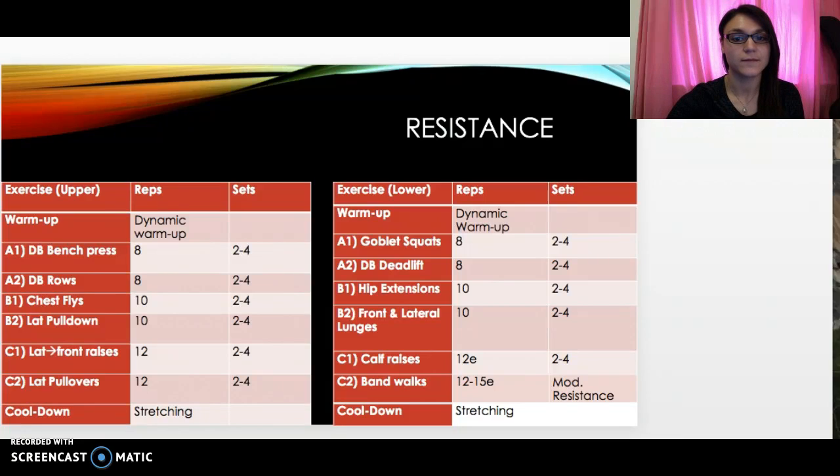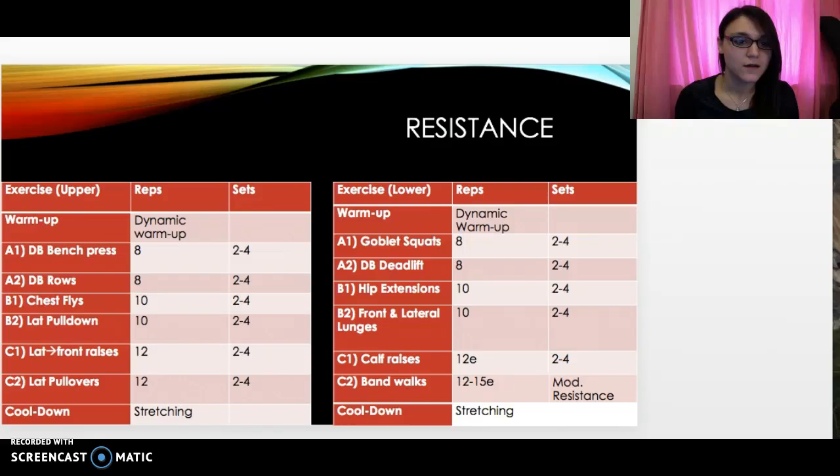For her program design, starting out with resistance training, she can increase sets and resistance as she progresses through the program. To start out, I want her to begin with a warm-up consisting of bodyweight exercises focusing on the major muscle groups that will be used during the exercise.